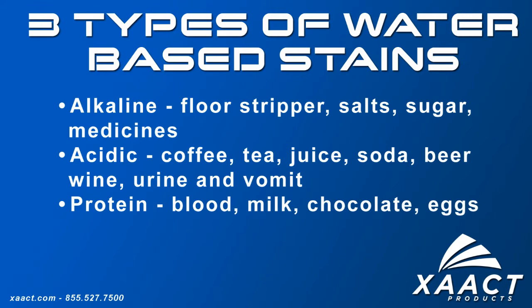There are 3 types of water-based stains. First is alkaline, which includes things like floor stripper, salts, sugar, and medicines. The second type is an acidic stain, which includes coffee, tea, juice, soda, beer, wine, urine, and vomit. And the third type of water-based stain is a protein stain, which includes things like blood, milk, chocolate, and eggs.